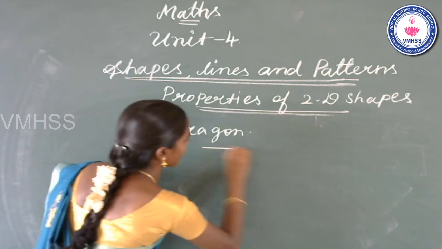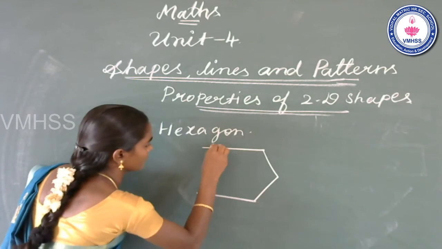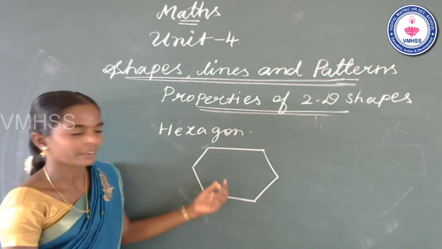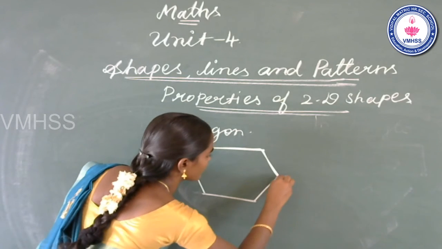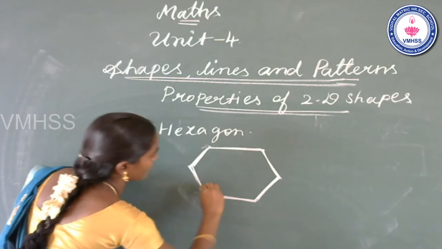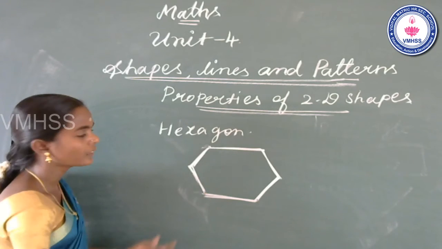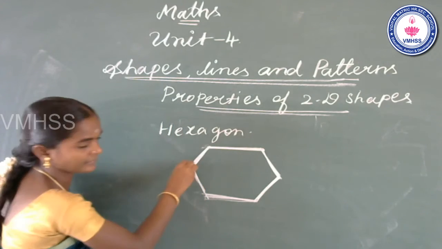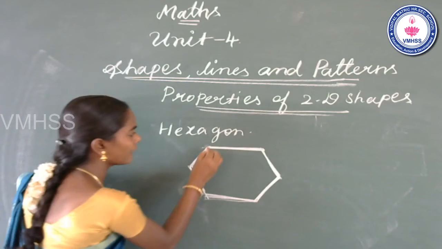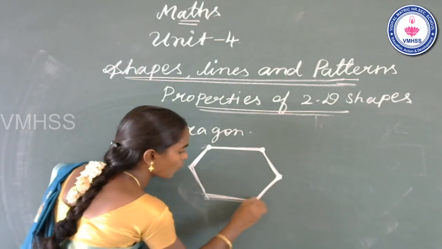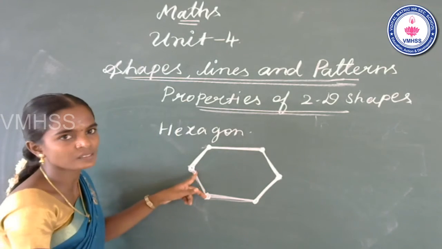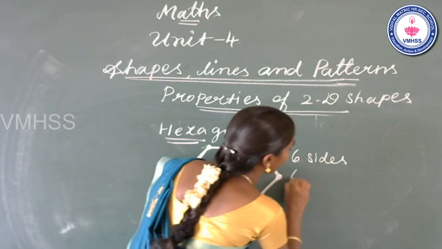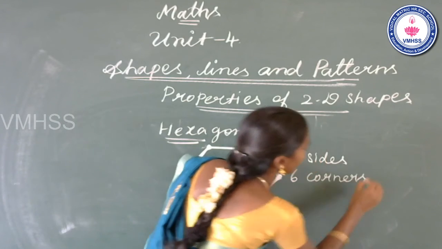Children, listen. This one is the hexagon shape. Here, children, listen. One, two, three, four, five, six. Six sides and six corners. Hexagon shape. So, six sides and six corners.